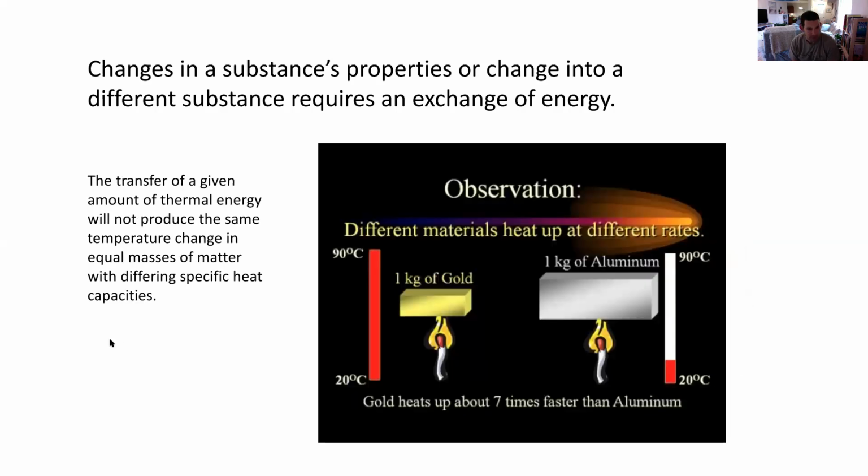All right, now this is something interesting. The transfer of a given amount of thermal energy will not produce the same temperature change in equal masses of matter with differing specific heat capacities. All right, so here's our example. If we give a kilogram of gold and a kilogram of aluminum the same amount of energy, the gold will heat up 7 times faster than the aluminum. All right, and that's because of their own specific heats. So the gold gains that energy very quickly relative to the aluminum, and the gold will also lose that energy very quickly.